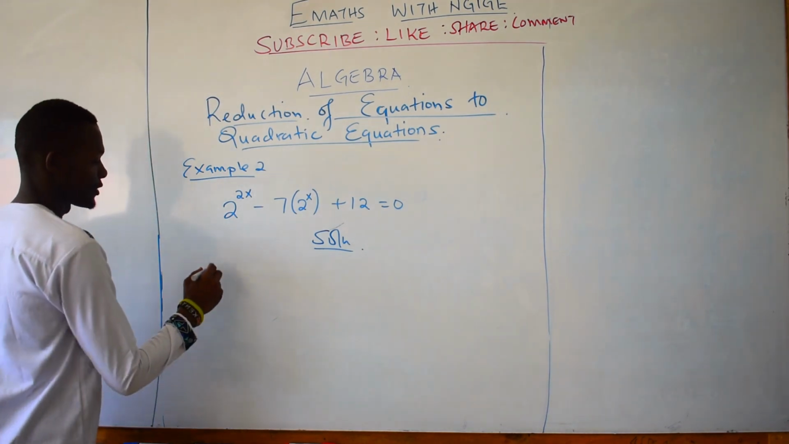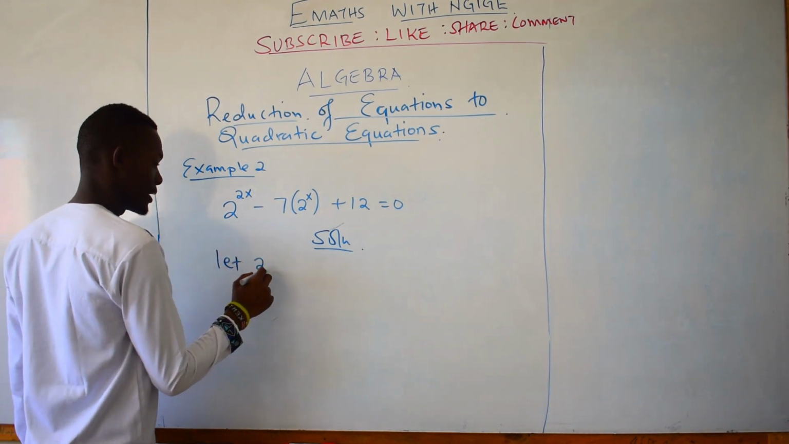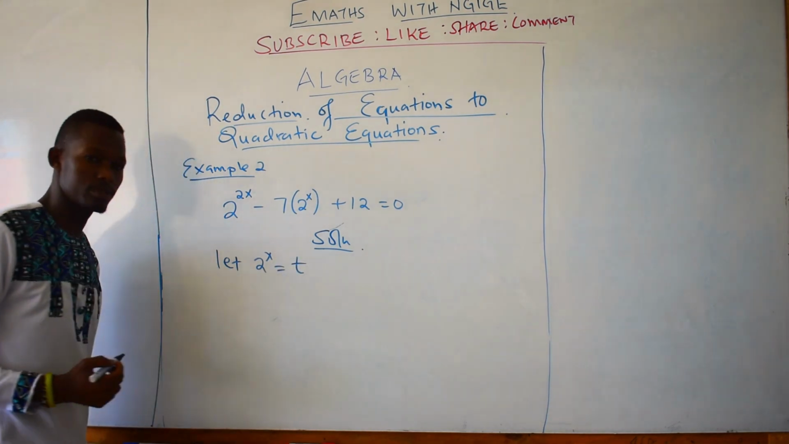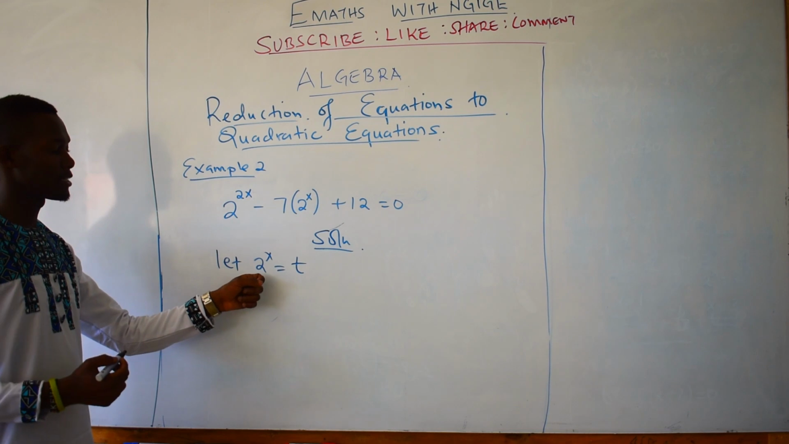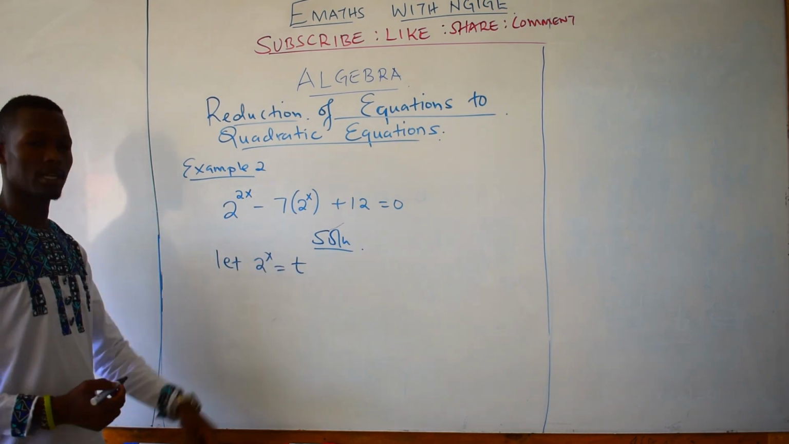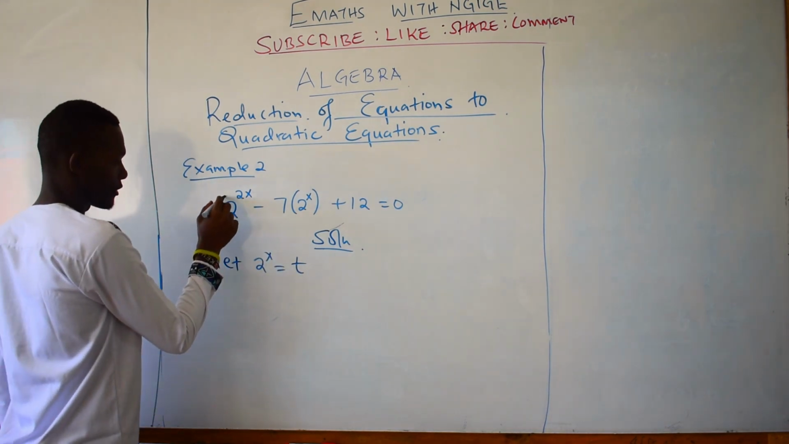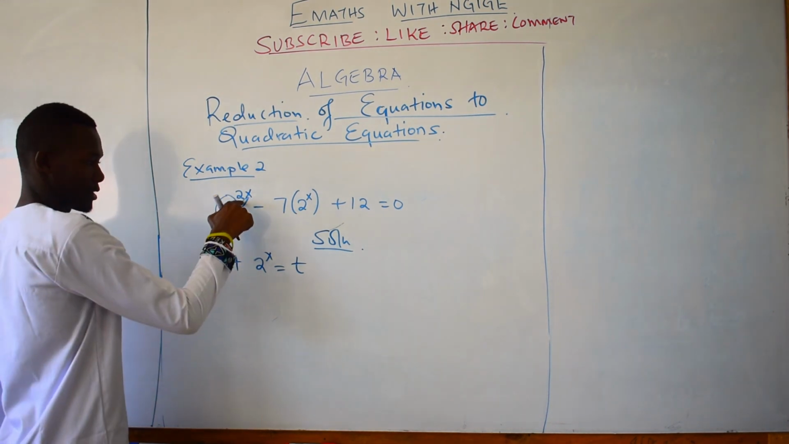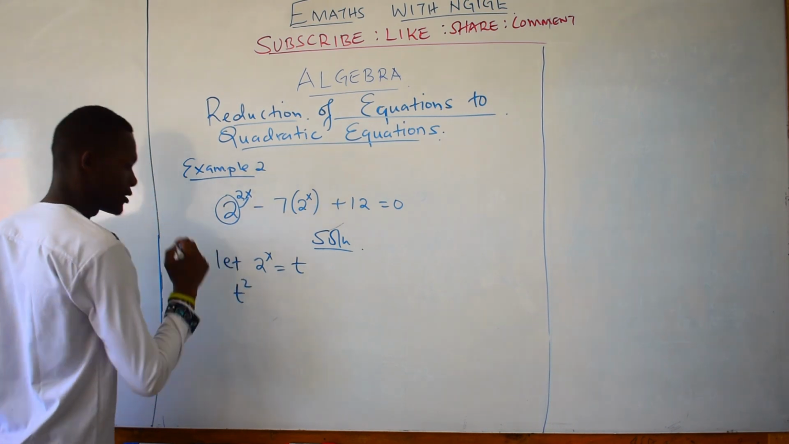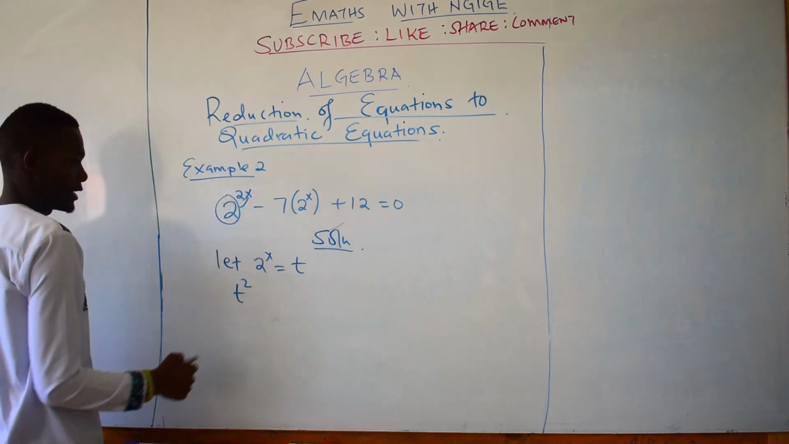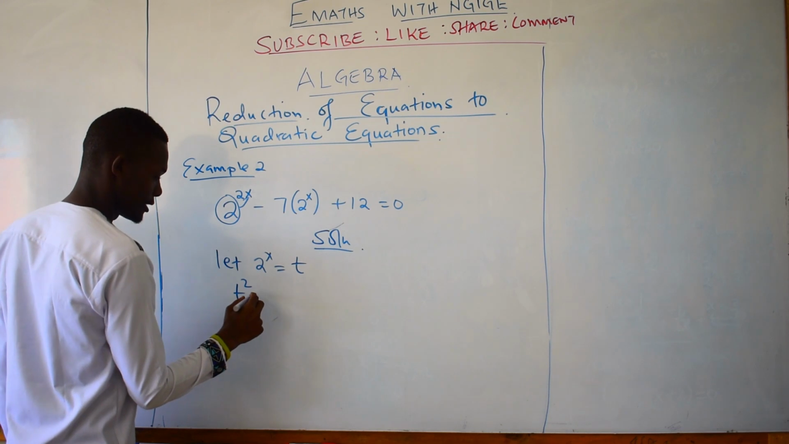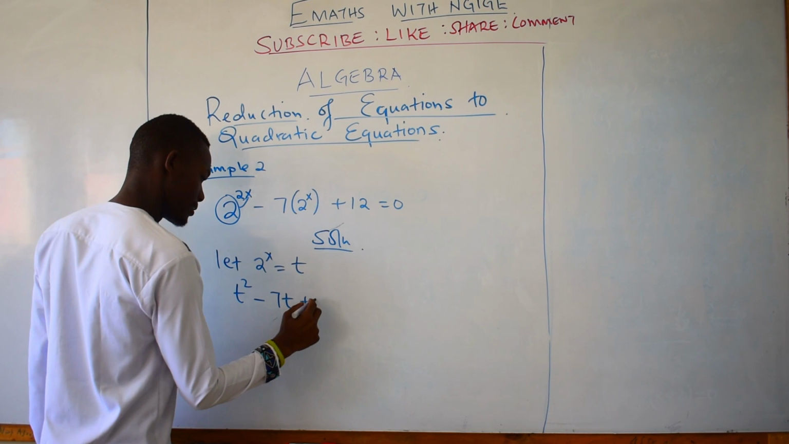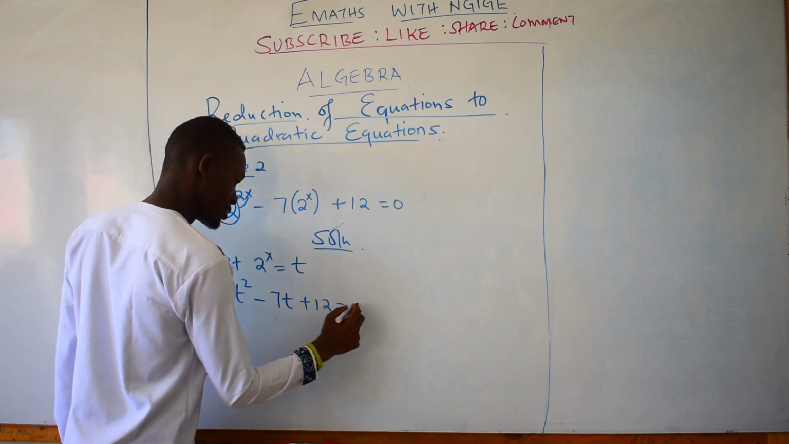So you can choose any letter to work with. In our case here, we let 2^x be, say, t. Therefore, where there is a 2 raised to power x, we will just replace it with t. Remember again, in our first term we have 2 raised to this power, then that is t squared, because of this 2 here. Then we have minus 7t, then plus 12 equals 0.